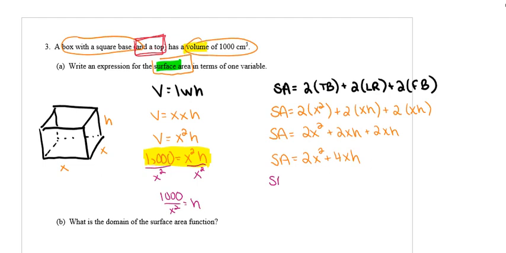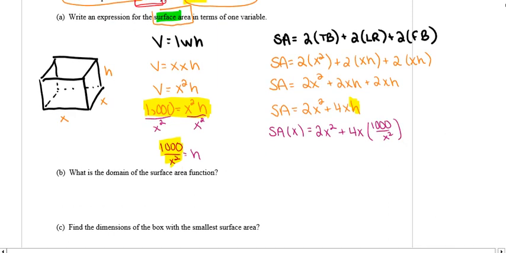And I'm going to go back over here now, and I'm going to express this only in terms of x. So the 2x squared, fine, not a problem. But the h, I need to replace with 1,000 divided by x squared. So this was a 4x times 1,000 over x squared.